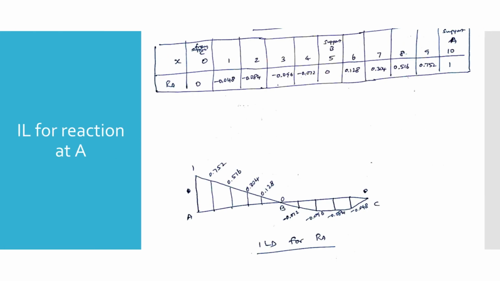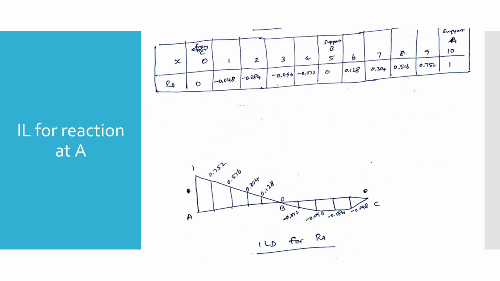By substituting our consecutive 1-meter increments into the final formula, we map out the complete influence line. Starting from support C, the coordinates enter a negative zone, dipping to a peak minimum value of -0.096 at 3 meters before returning to 0 exactly at intermediate support B.